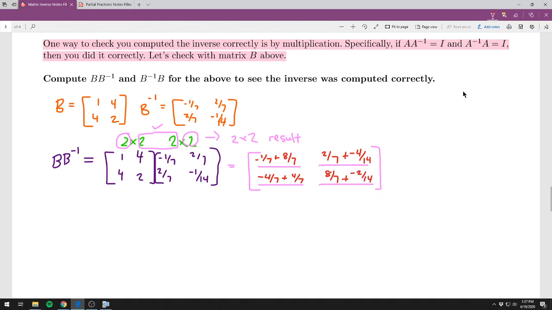And remember, we want this to be the identity matrix. We want 1, 0, 0, 1. Now we're not going to forget it. We're going to make sure it's actually that. All right, so -1/7 plus 8/7 is 7/7, which is in fact 1.